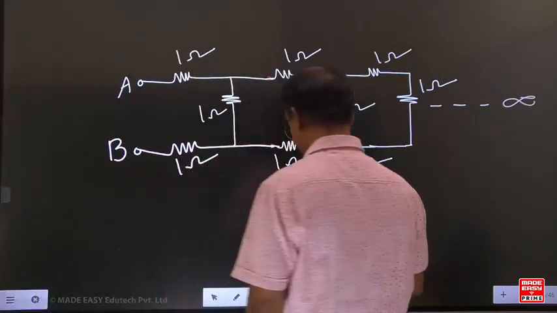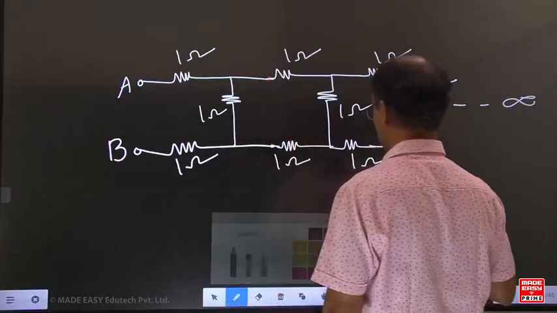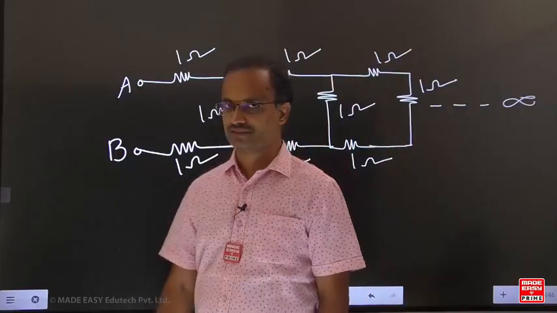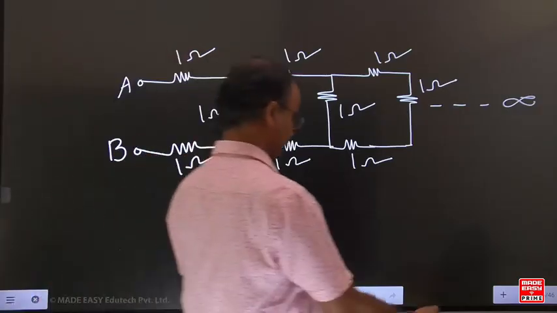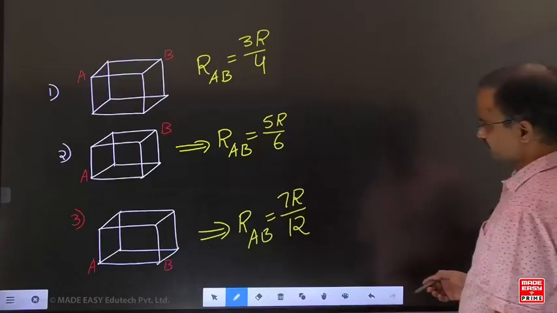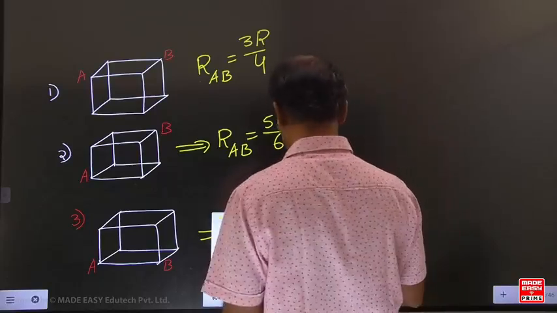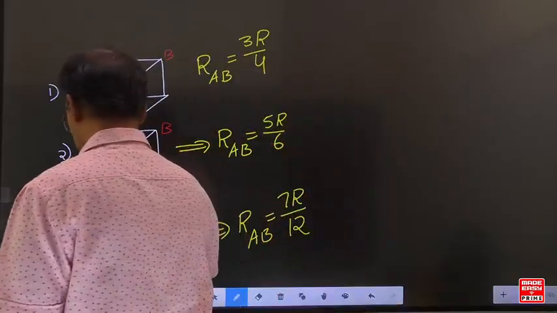Read the next question. Next question. Find equivalent resistance with respect to A and the B. देखिए, these are the AB points.